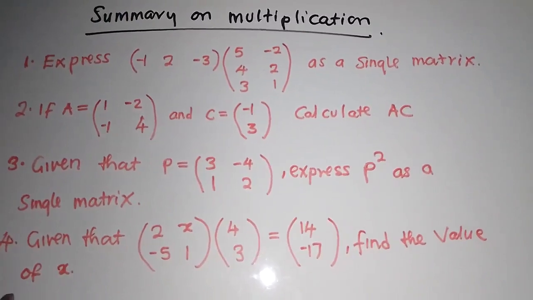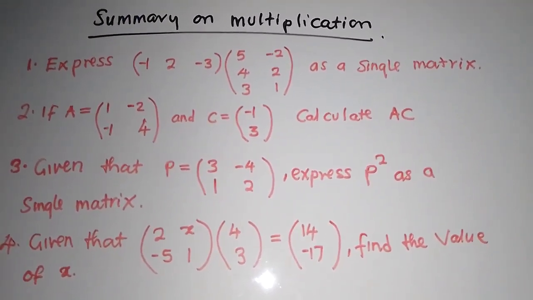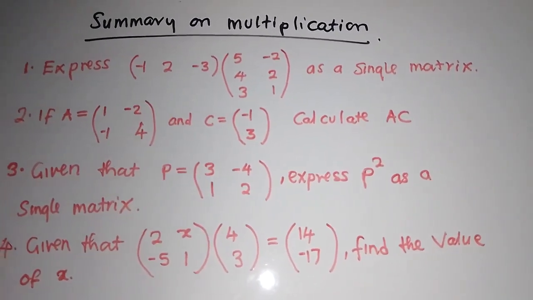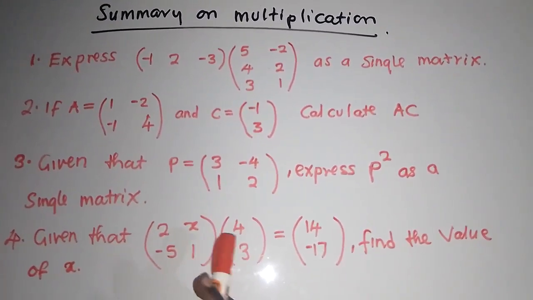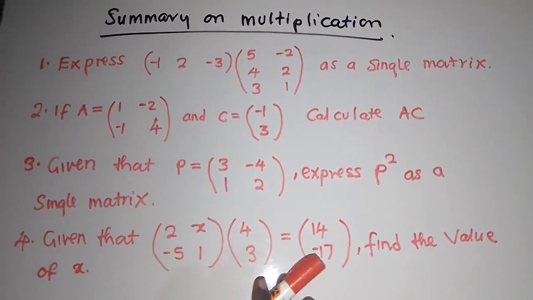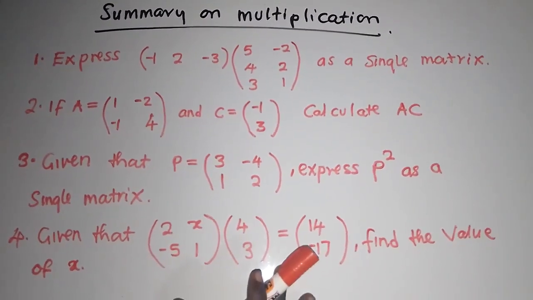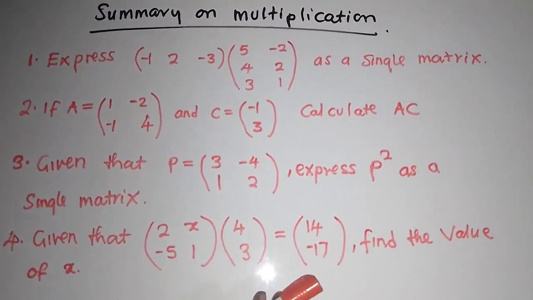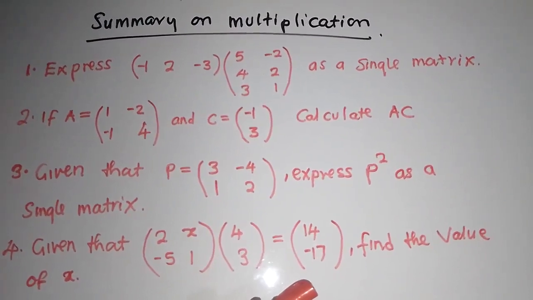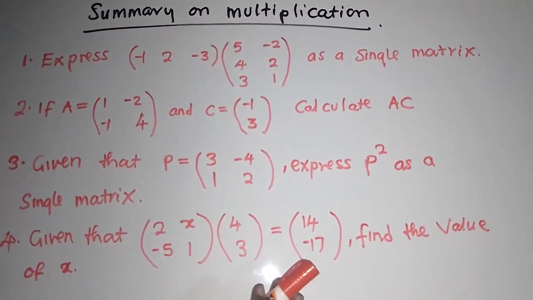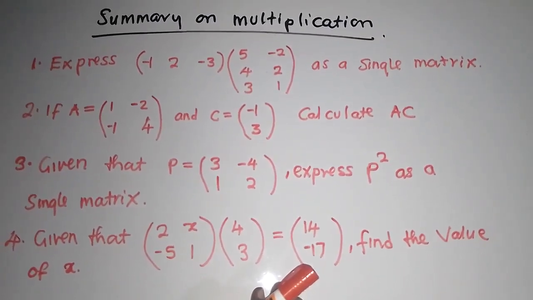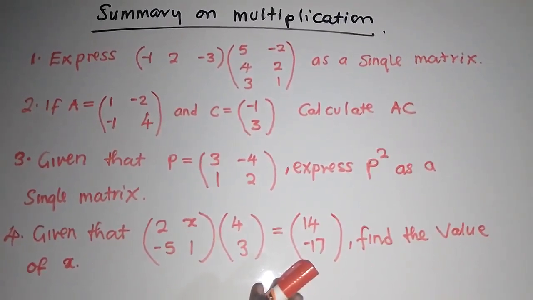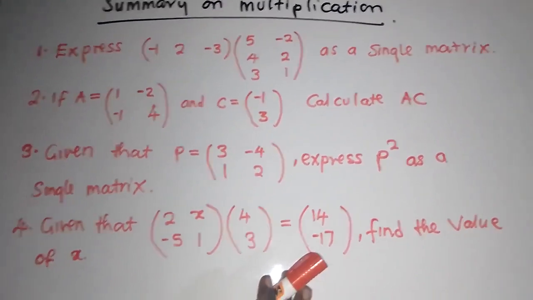So this is a summary of what we've been doing on multiplication of matrices, where you are given two matrices, then you are told to multiply. You are told to find the value of x. So this is a summary of questions that you can find in an exam. There is only one part which I've not included, where you are told to find the transpose. I believe we've done that part, and that is very simple for us to find the transpose.